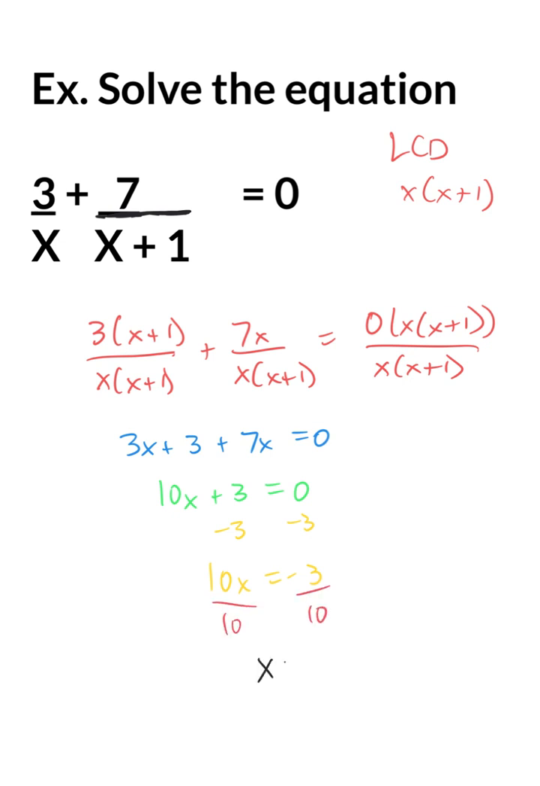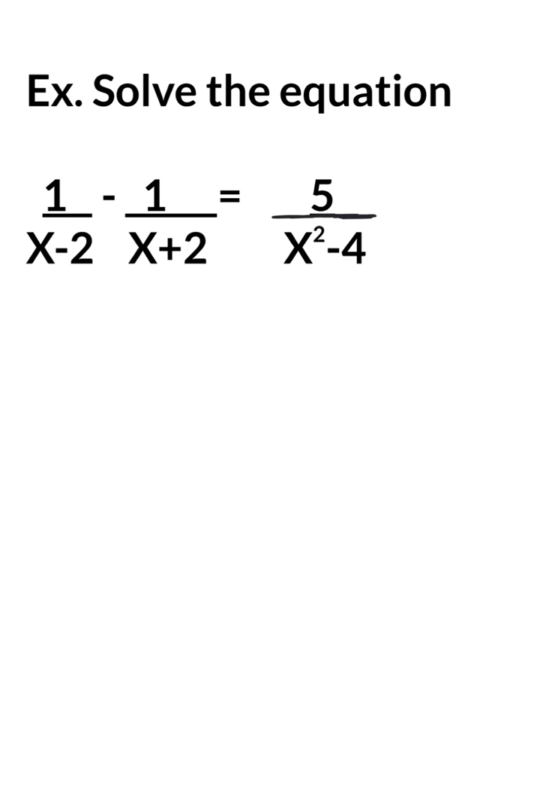And x is equal to negative 3 over 10, which wouldn't be in the restrictions because x can't be 0, x can't be negative 1 for this to actually solve this. So that is that. All right, so no big deal. This just has more going on.